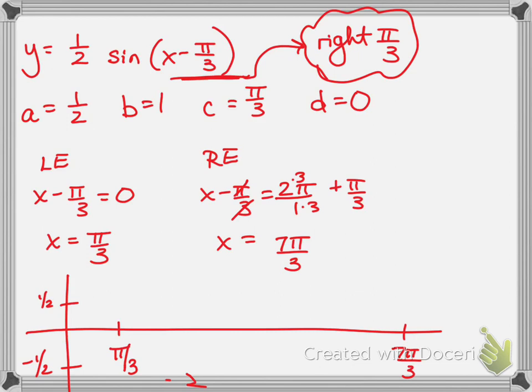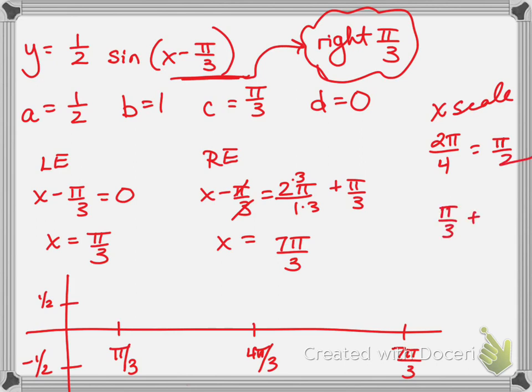Halfway between that would be 4 pi over 3. But maybe we should do it this way. We're going to take the 2 pi and divide it by 4. Take the period and divide it by 4 to figure out the scale. So that's pi over 2. So that means from your left endpoint, you're going to add pi over 2. So common denominator. Our next point on the x-axis is going to be 5 pi over 6.